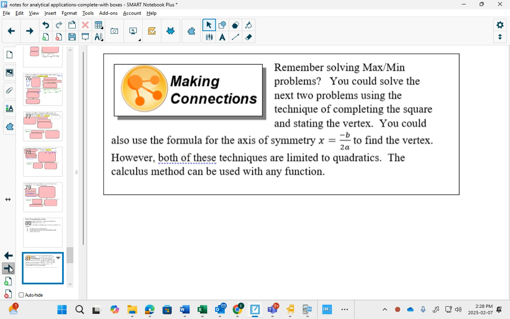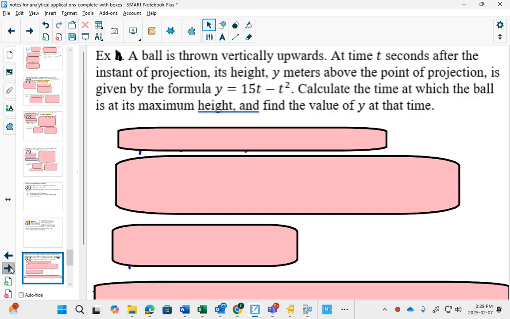And this is just a little reminder that you did max-min problems first in grade 11 with parabolas. There's a little formula that you might have forgotten. Do you remember the axis of symmetry formula? Negative b over 2a, find the vertex. Okay, but this only works with quadratics, and calculus works with everything. But we'll start with a quadratic.